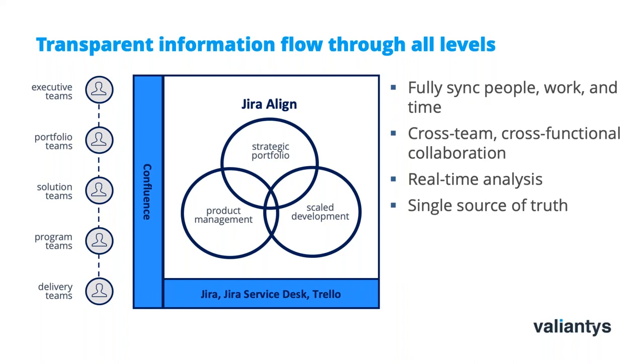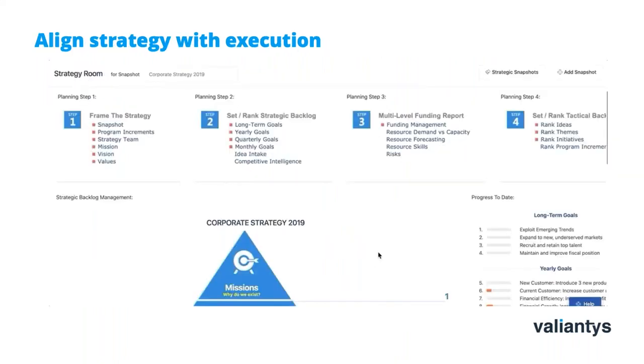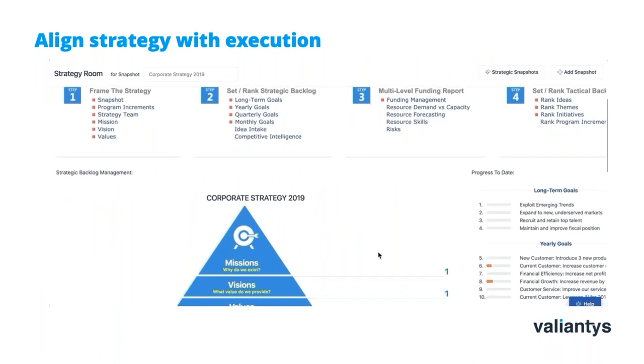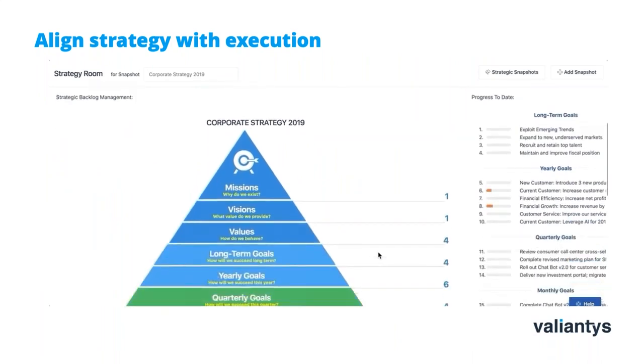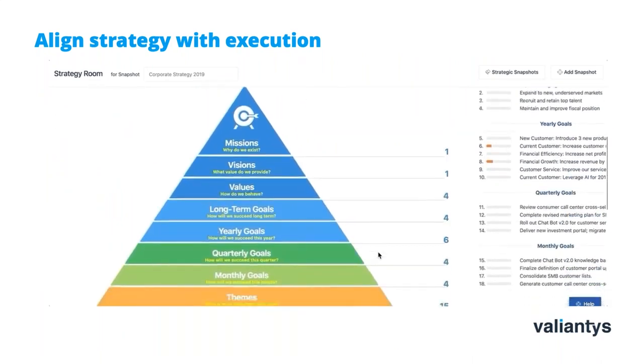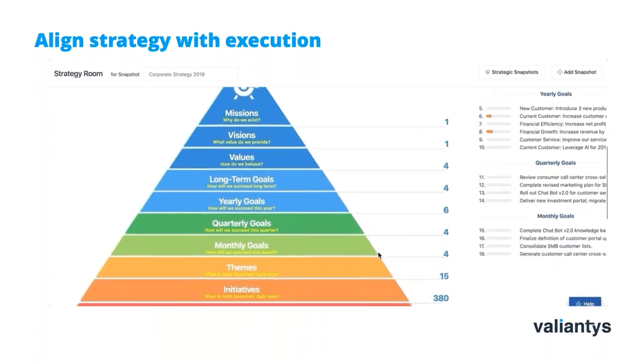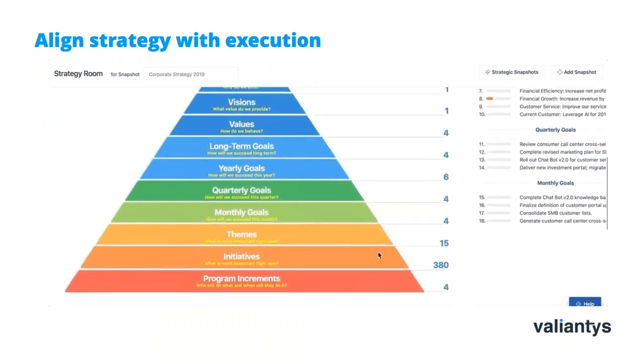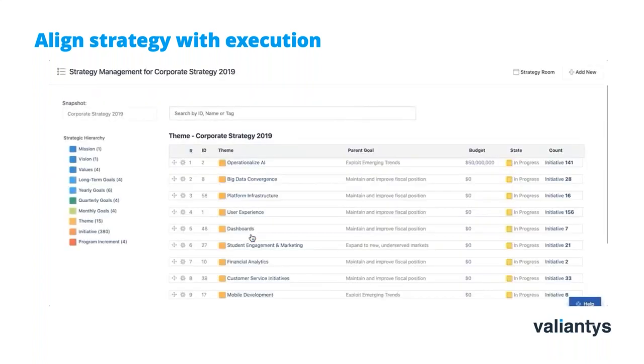Portfolio teams, for example, would have a room with information containing the strategic themes, value streams, and the budget allocated to the value stream. Also, they would have a portfolio backlog where they can funnel new ideas.